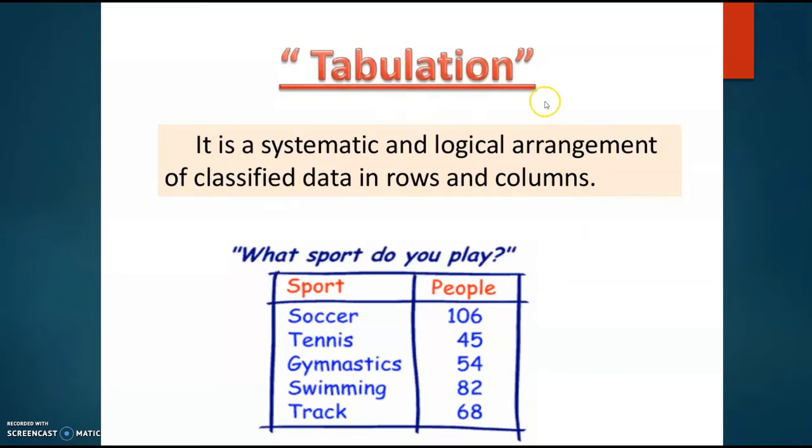So what do you mean by tabulation? It is a systematic and logical arrangement of classified data in rows and columns. This is an example of tabulation or tabular presentation of data.